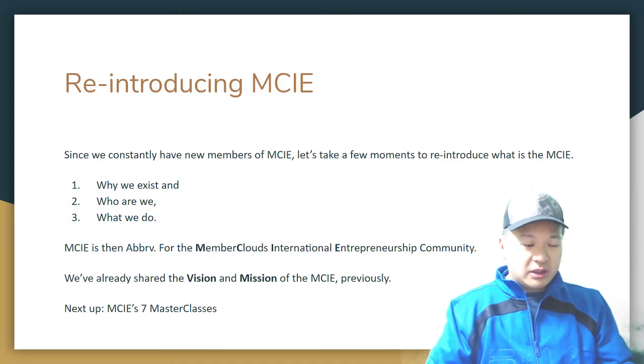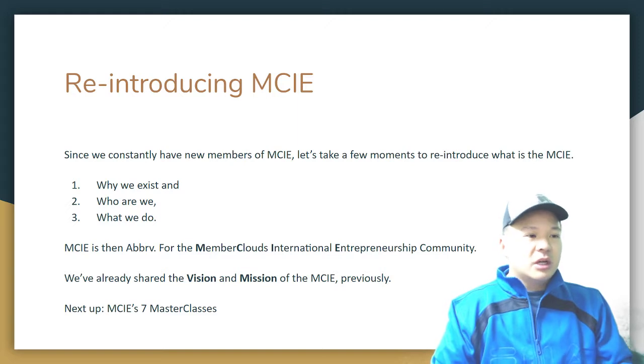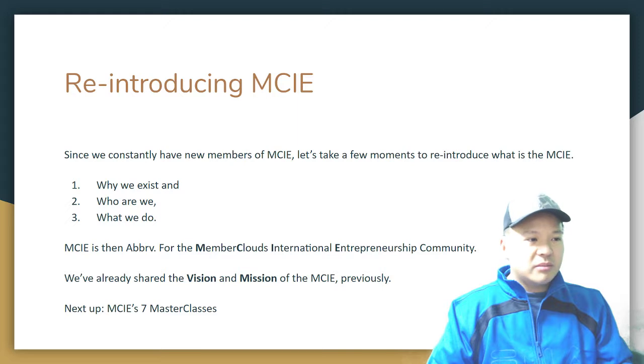I think I can talk about the MCIE path. Why we exist, like I said, is to help you and many people like you to become better entrepreneurs, to start a business and to be successful. Who are we? We have a few hundred members. We are a community, the International Entrepreneurship Community.